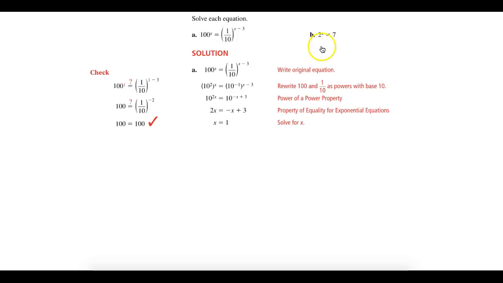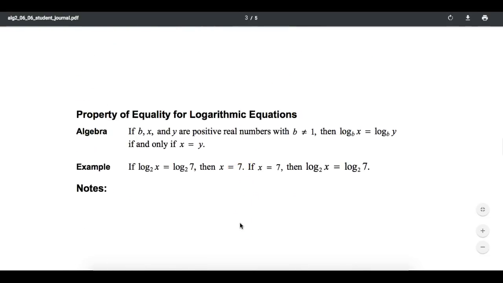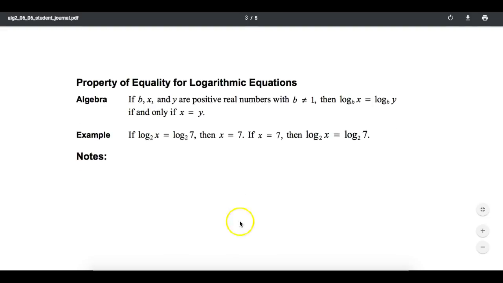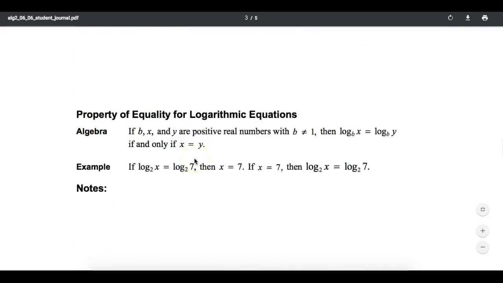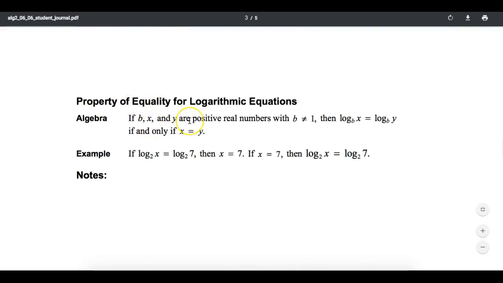Now, on this second problem right here, we've got 2 to the x power equals 7. On this one, instead of our properties for exponential equations, we're going to look at our property for logarithmic equations. What this property says is that if we have the log base b of x equals the log base b of y, this statement is true if and only if x is equal to y.